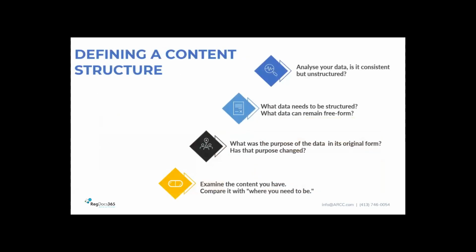Content structure. When defining a content structure, we want to look at your data. Is it consistent? Is it unstructured? What data does need to be structured? I'm not getting into this in this discussion. We're not going to talk about data dictionaries and all the things that you would typically do when you're putting in a full-blown data management plan within a company. You're at a point where it may be applicable to what you need to do. These are just the guidelines that we're going to talk about, just to have you think about what you need to put in place. What was the purpose of the data in its original form? How has the purpose changed? What content do you have, and compare it to where you need to be.